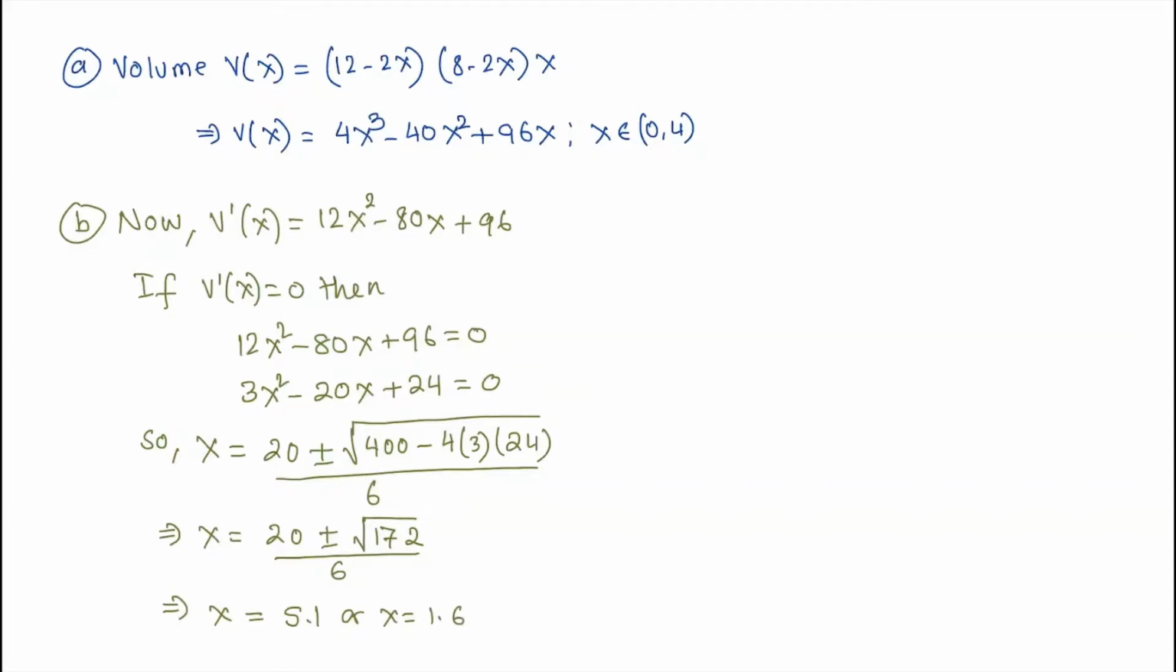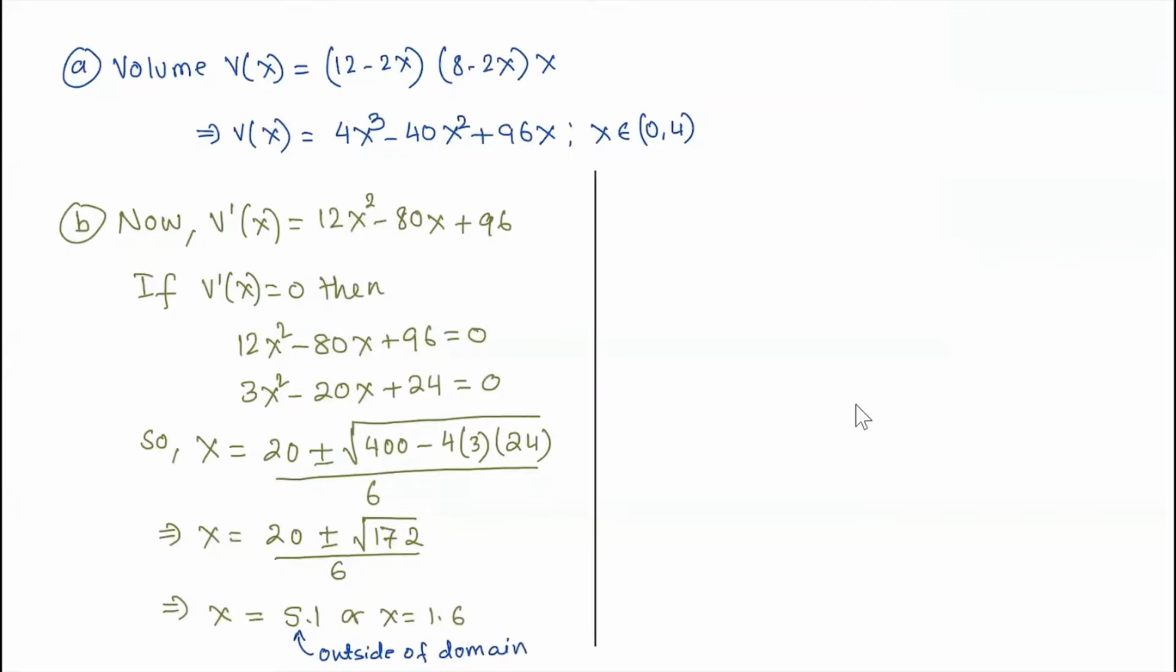But this value 5.1 is not possible because it is outside the domain. Our domain is from 0 through 4. So x equal to 5.1 is outside the domain. So the only valid value is x equal to 1.6.